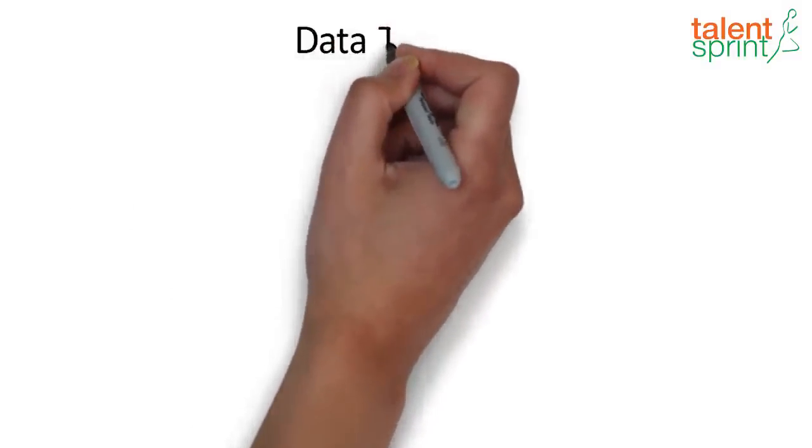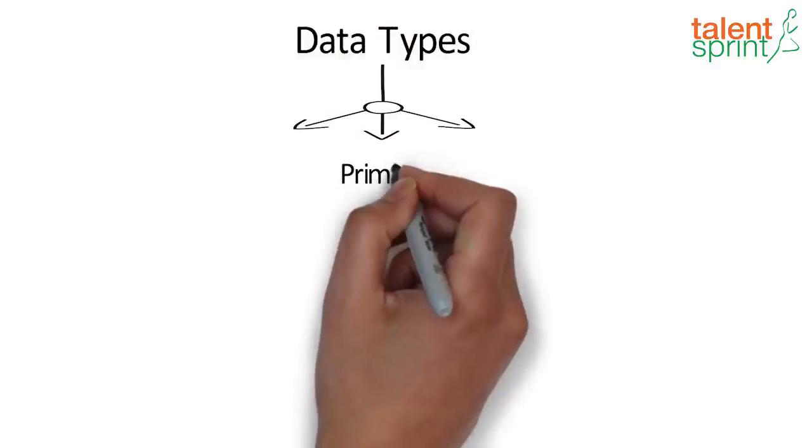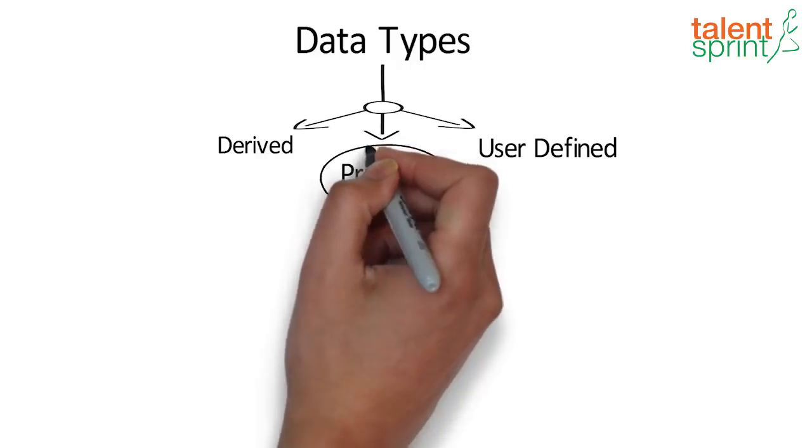Data type is a particular kind of data item which is defined by the values that it can take, the programming language used, and the operations that can be performed on the data type. In Java, data types are broadly categorized into three categories: primitive, derived, and user-defined. In this video, we are going to focus on primitive data types.